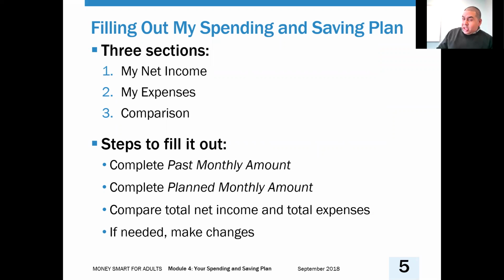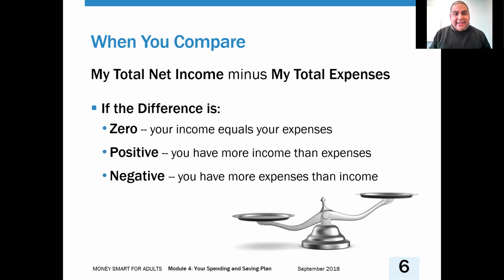A good way to approach this is to take a look at your past monthly amount. Then complete a planned monthly amount, what you're planning in the future, and compare the total net income and total expenses. If needed, you're going to need to make some changes. When you compare my total net income minus my total expenses, if the difference is 0, your income equals your expenses. There is no difference between the money you're bringing in and the money that's going out in your expenses.